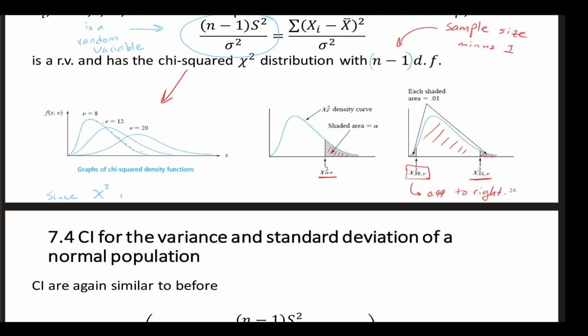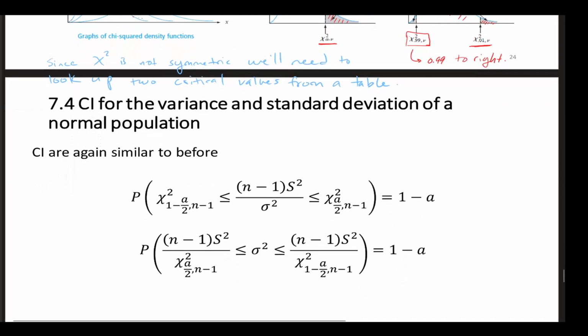Since chi-square is not symmetric, we'll need to look up two critical values from a table. So that is going to be something a little bit different for us. We have to look up two values instead of just one.